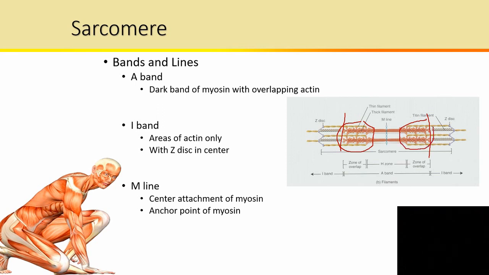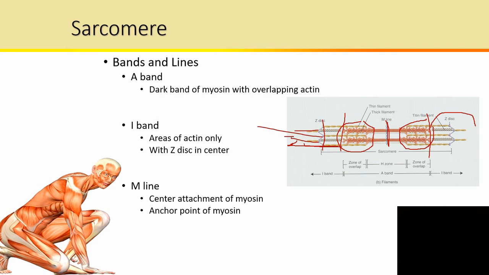The I band is this area out in here, which is basically areas of actin only. So therefore it's going to be much lighter. This area is going to be darker, this area is going to be darker, this area is still going to be dark because it's very thick with the myosin, but these areas are going to be light under the microscope simply because it's actin, and actin is a very thin filament. And then right in the middle there'll be a Z disc, and there's the actin going out this way, and then all of a sudden out here we'll have myosin. So from the end of the myosin to the end of the myosin on the next sarcomere is called the I band. The M line is this area right here.